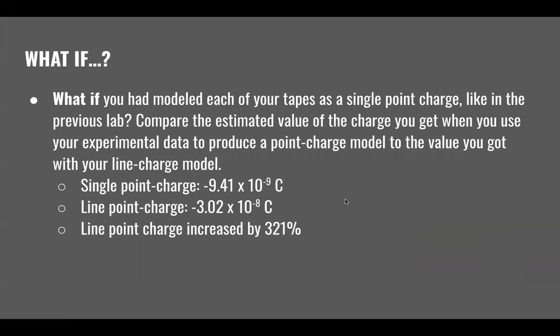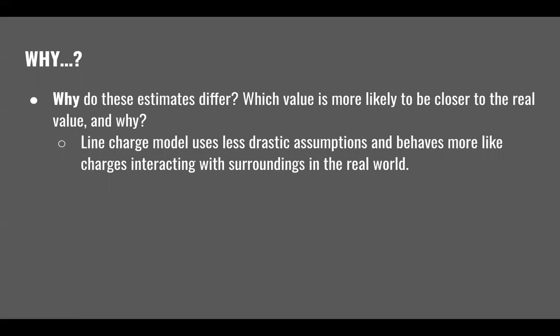To reflect, what if you had modeled each of your tapes as a single point charge like in the previous lab? Well, the line of point charges meant that the charge increased by 321%. And we are assuming that the line of point charges is a better model considering real world applications, which can also be answered through the following question, which is why do these estimates differ? I believe that it's because the line charge model uses less drastic assumptions and behaves more like charges interacting with surroundings in the real world. So it's a better approximation of this.